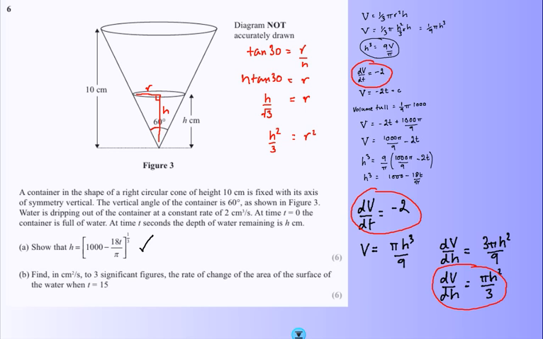And other things I know, well, I know the surface area, the area of that surface is pi r squared. Now, I'm not using r, I'm using h's. Pi r squared is pi h squared over 3. It's the area of the surface, and I can differentiate that one as well. dA/dh is 2 pi h over 3.